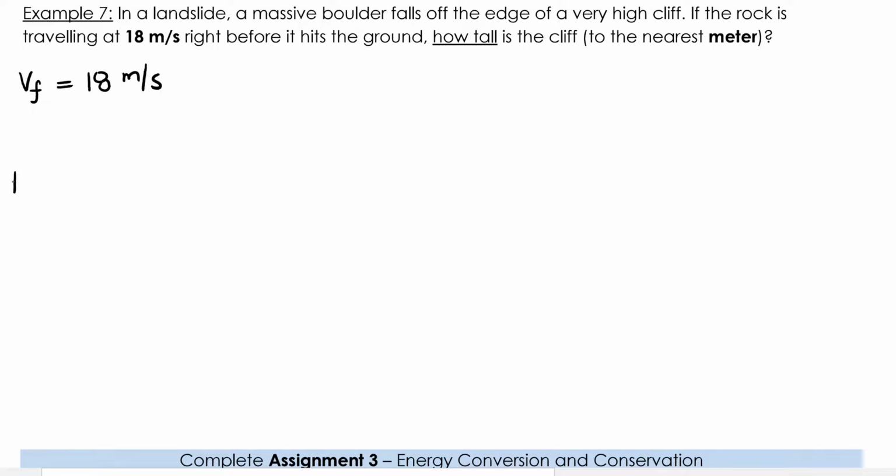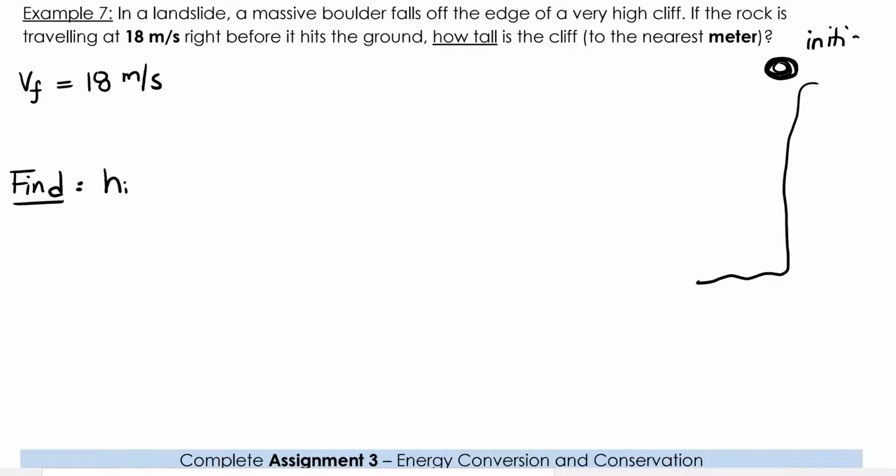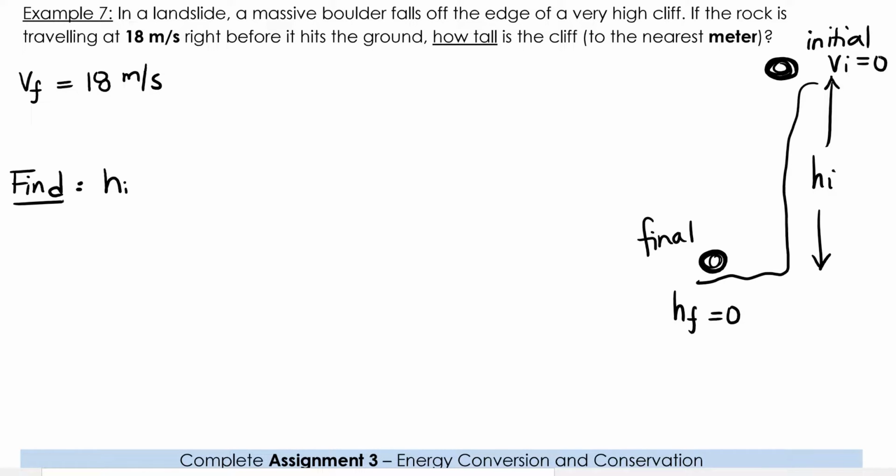We are supposed to find the height of the cliff. So let's call that H, or H initial, assuming that when the boulder falls off the cliff, it hits the ground below. So as part of our initial condition, the height of the boulder above the ground is HI. If the boulder falls off the edge of the cliff, we can assume that the initial speed was zero.